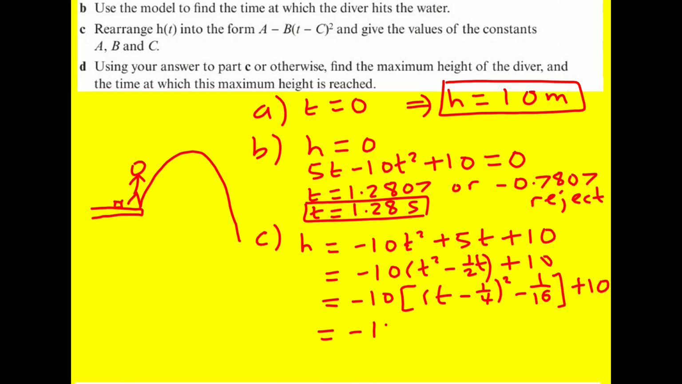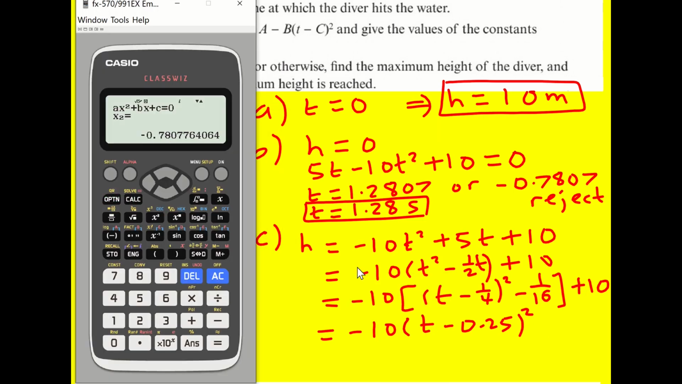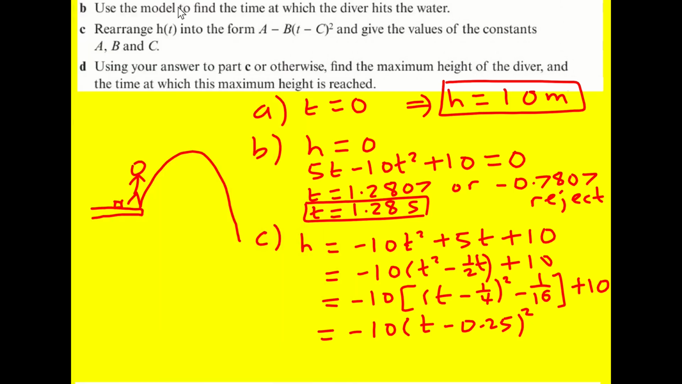Expand that back out, that's going to give me minus 10 t minus, I might write this as 0.25 now, just because I'm dealing with this kind of real life situation where we're working to 3 sig figs and so on. You could leave it as a quarter, and then I'm going to be adding 10 over 16 because it's minus 10 times minus 1 over 16. So 10 over 16 plus 10. That's going to give me 85 over 8, or 10.625.